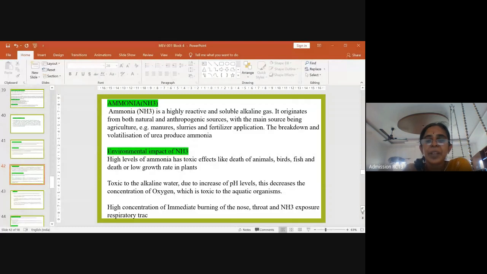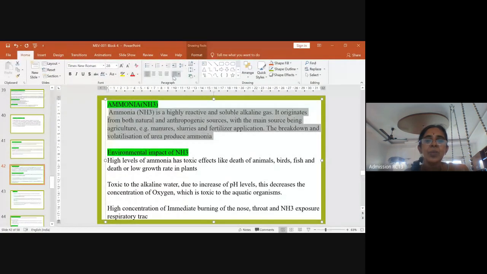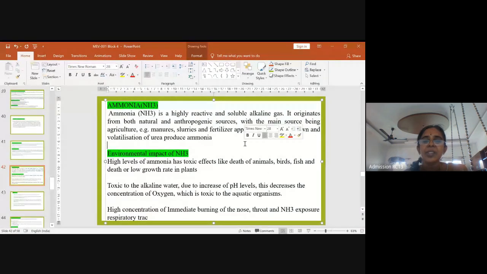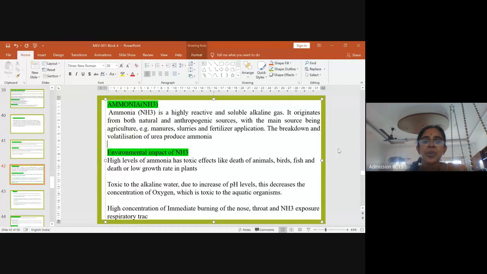So the next one is ammonia. Ammonia is a highly reactive and soluble alkaline gas. It originates from both natural and anthropogenic sources, with the main source being agriculture. The breakdown and volatilization of urea also produces ammonia. High levels of ammonia are toxic to animals, birds, fishes, and also plants. It is toxic to water, as an increase in the pH level decreases the concentration of oxygen, so it becomes toxic to aquatic organisms. At high concentrations, immediate burning of the nose, throat, and respiratory tract is very common in humans.